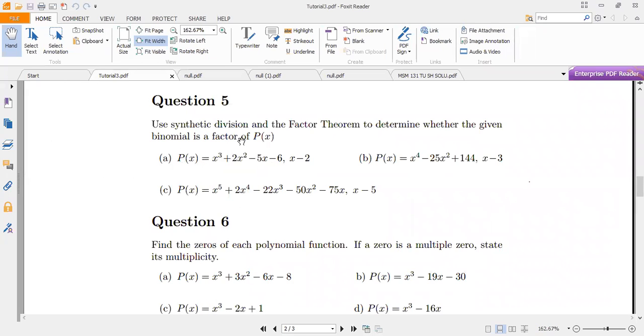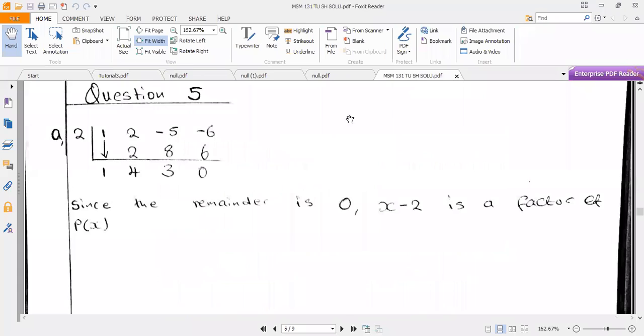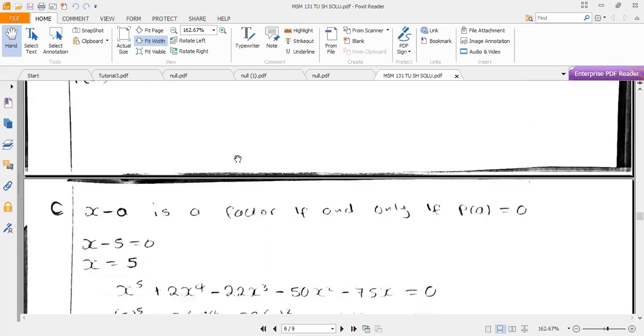So on question 5, it says Px is equal to x power 3 plus 2x squared minus 5x minus 6. The one you're dividing with is x minus 2. But that x minus 2, you put it equal to 0 so that you have x is equal to 2. Then you divide by 2. I hope that is clear now. And we have to divide by 2.